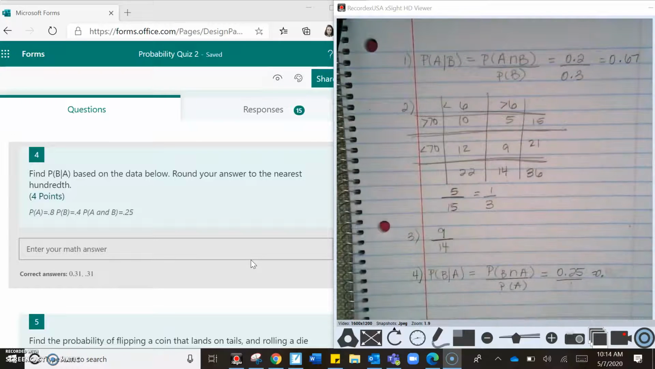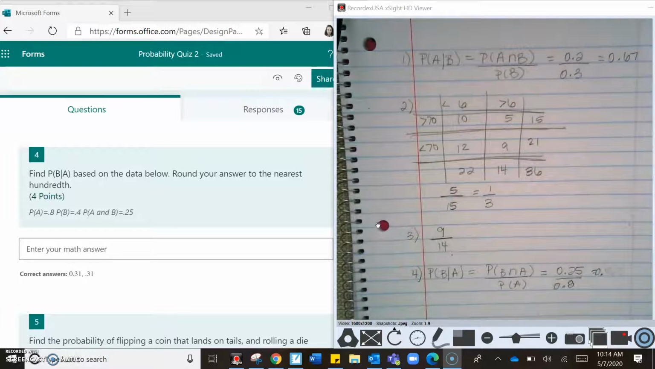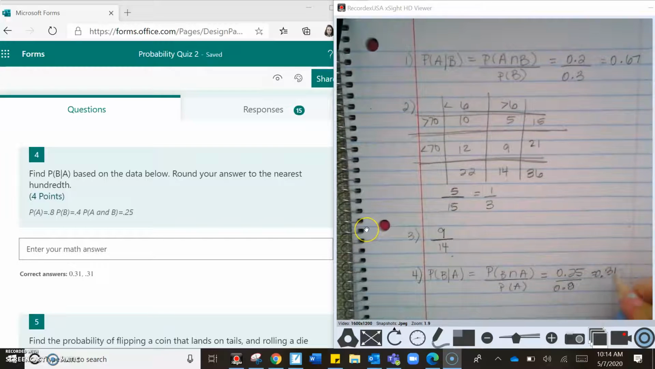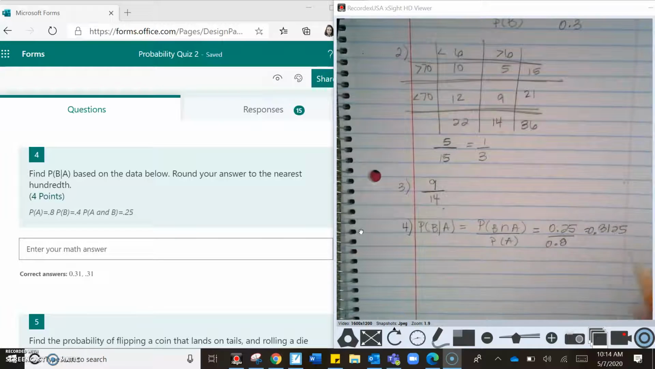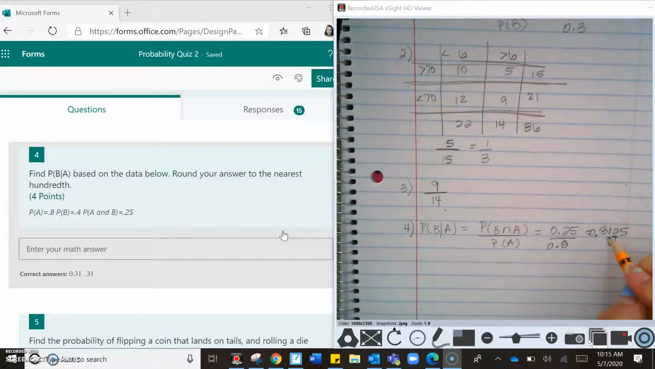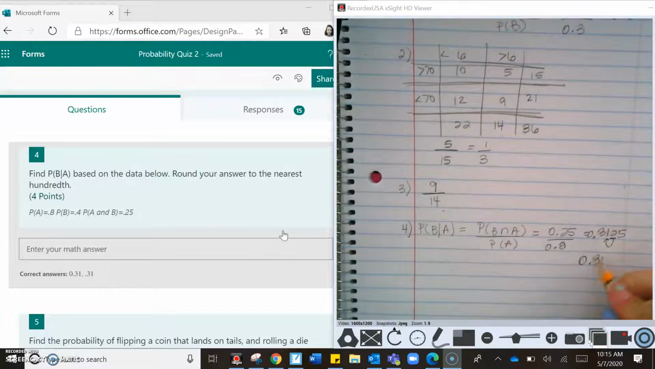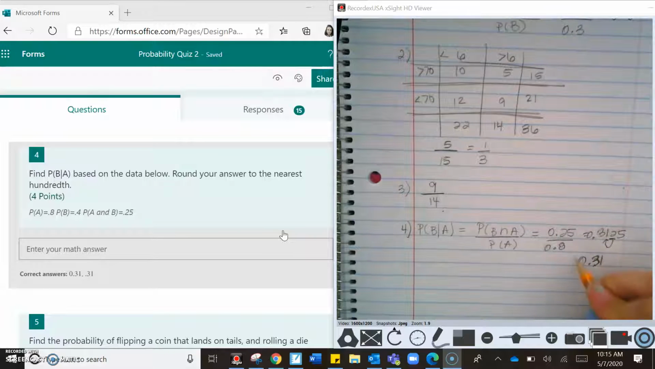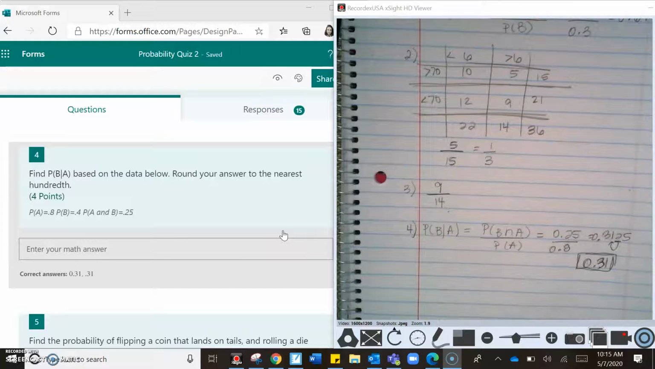What we should have done is paid close attention and found the probability of A, because that's what we wrote down here. So 0.25 divided by 0.8, that's 0.3125. Okay. But it asked us to round to the nearest hundredth. When we round to the nearest hundredth, you look at this number and you decide, do I round up or do I round down? 2 is less than 5, so we round down, or we stay the same. Okay? All right.